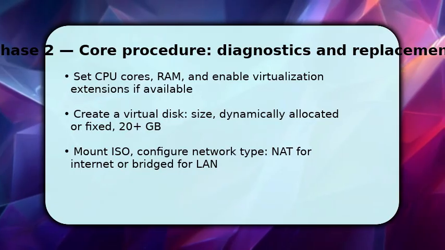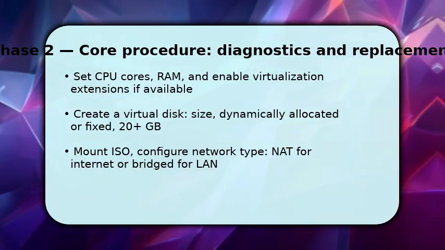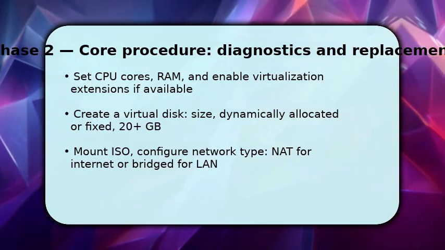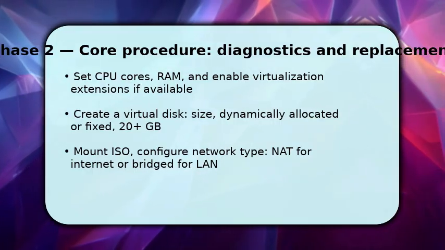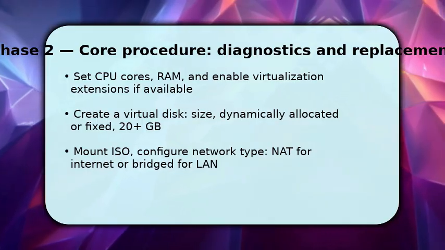Focus on correct hardware mapping. Adjust CPU cores and RAM, enabling virtualization extensions to improve performance because the guest needs direct access to CPU features. Create a virtual disk. Choose dynamically allocated to save host space or fixed for consistent I/O.